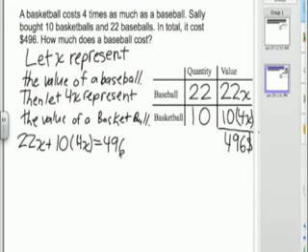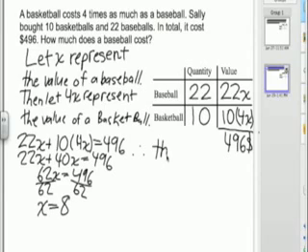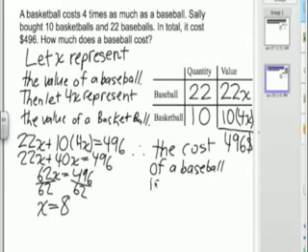Now we use the distributive rule to simplify the equation. This ends up being 22x plus 40x equals 496. Now let's simplify again. Therefore, 62x equals 496. Now to isolate the x, we divide both sides by 62. So, x now equals 8. Now we can make our therefore statement. Therefore, the cost of a baseball is $8.